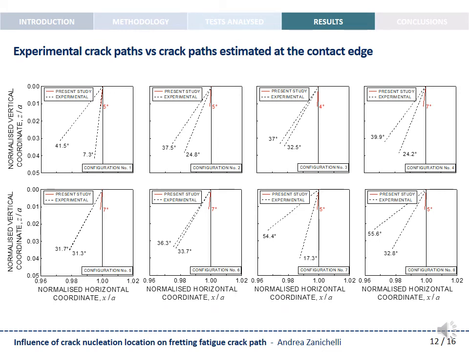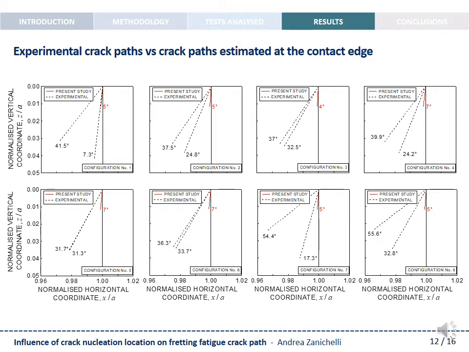In the present slide, the maximum and the minimum values of the crack path orientation observed during the experimental campaign are plotted for each loading configuration. The experimental crack path orientations were inward the contact region, with values ranging from 7 to 55 degrees. Moreover, the crack path orientations estimated by means of the analytical methodology previously described are added for comparison.